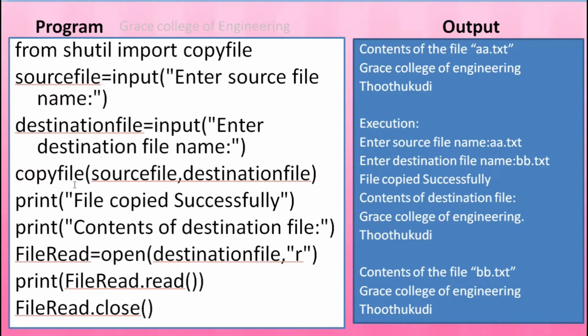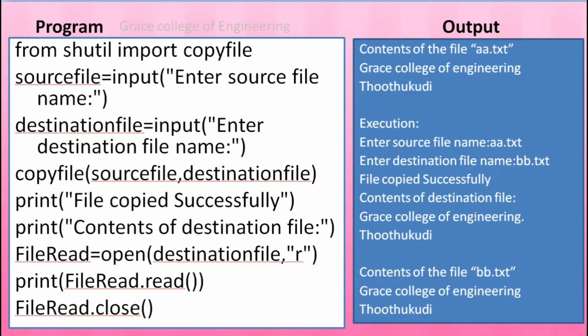Then copyfile. The copyfile syntax is copyfile of source file comma destination file. Here we have given the source file and destination as variable names, and you can change the names. Then next, print 'file copied successfully'. Then print contents of destination file. After copying, we want to know the contents, right? So we are using this operation: file read is equal to open of destination file comma read mode. The next, print file read dot read. After reading, we can close the file, file read dot close.